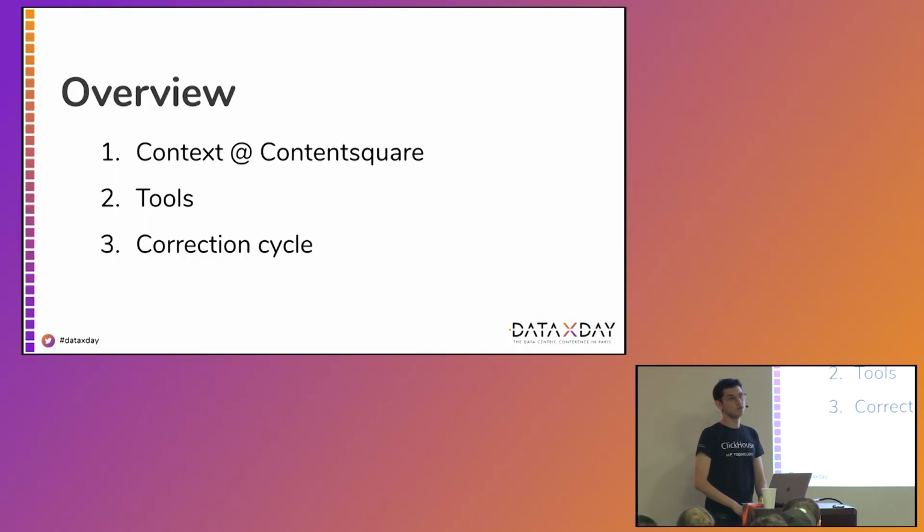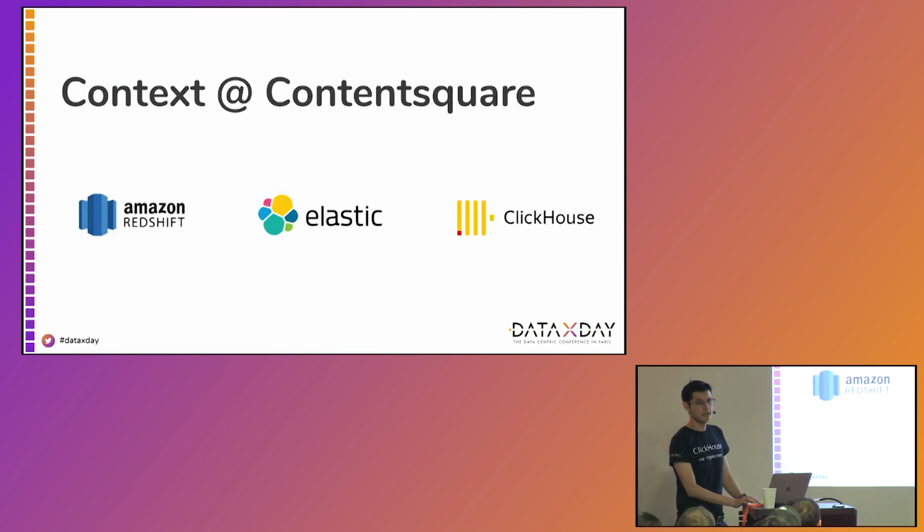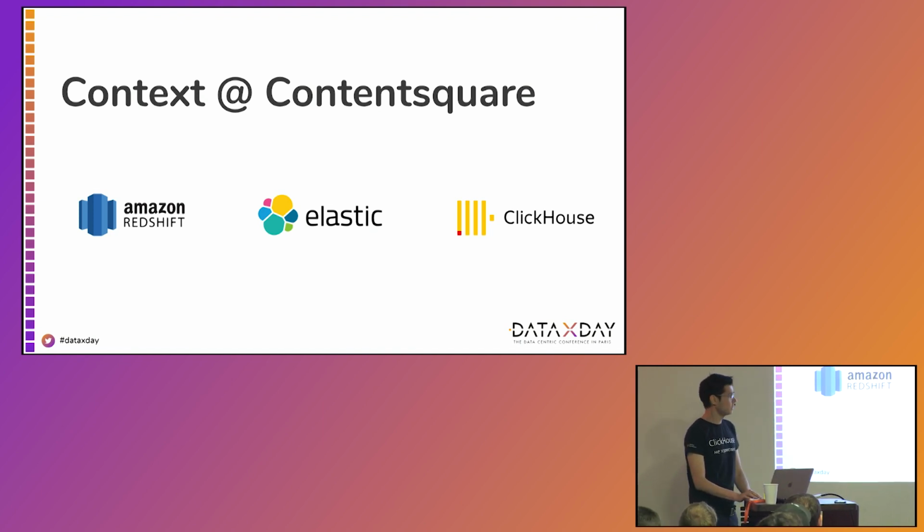Right, so we're going to talk about these migrations in the context of ContentSquare, so it's fairly important to understand it. We're going to talk about the tools that we built during these migrations to ease the process and how we use them. At ContentSquare, we migrated twice in a row. We changed our data store twice in a very quick fashion. We went from Amazon Redshift to Elasticsearch, and then from Elasticsearch to Clickhouse.